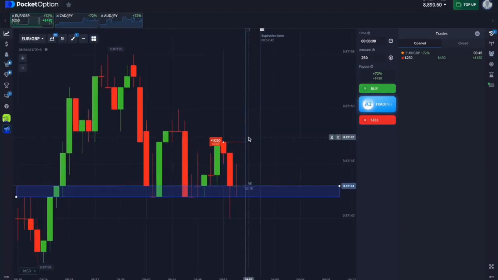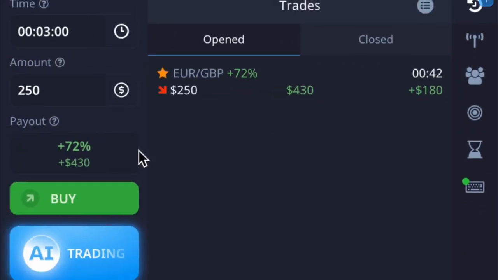48 seconds left, and if everything goes well, even despite that small percentage, 70, I recommend it. Open currency pairs with more than 70%. Less than 70% makes no sense because the insurance won't work. That is, the payout will be small for this currency pair.